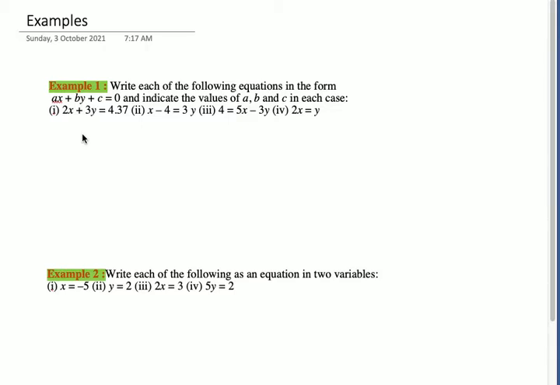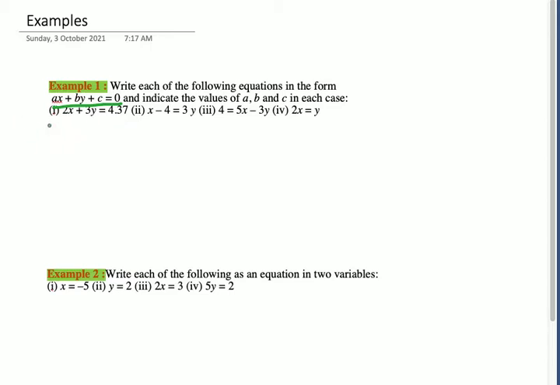To see the first examples for the linear equations. We have already seen the format. We already noticed that the format will be of the form ax plus by plus c equal to 0. So we have some equations and we have to represent them in this form and indicate the values of a, b and c. So we'll go one by one.